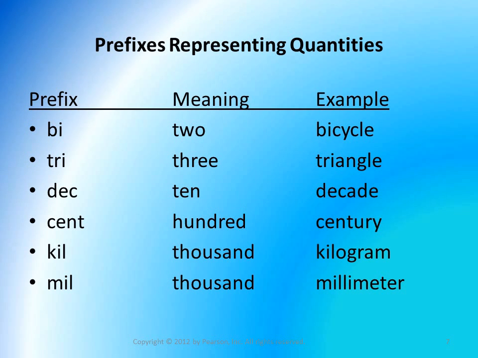So here are some commonly used prefixes that represent a quantity. Bi means two, like in bicycle. Tri means three, like triangle. Dec means 10, like in decade. Cent is 100, like in century. Kil is 1,000, like in kilogram. And mil is also 1,000, like in millimeter.